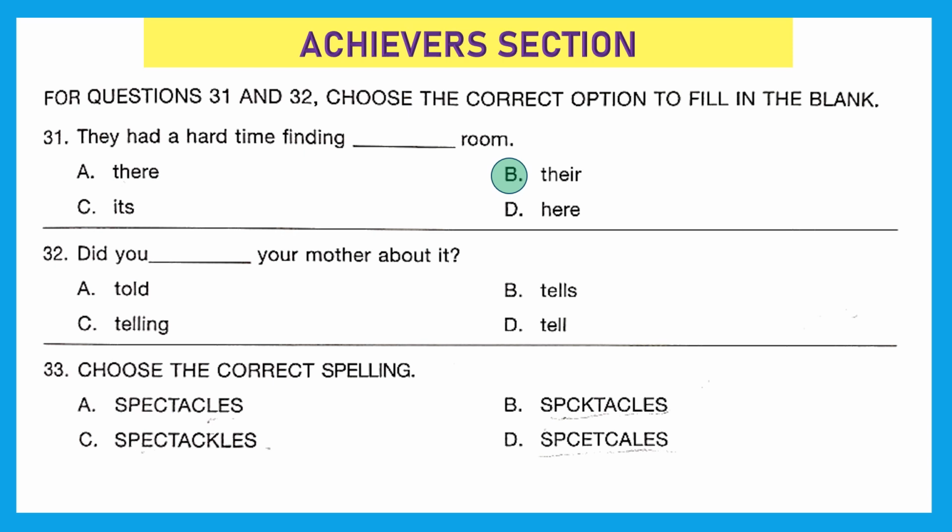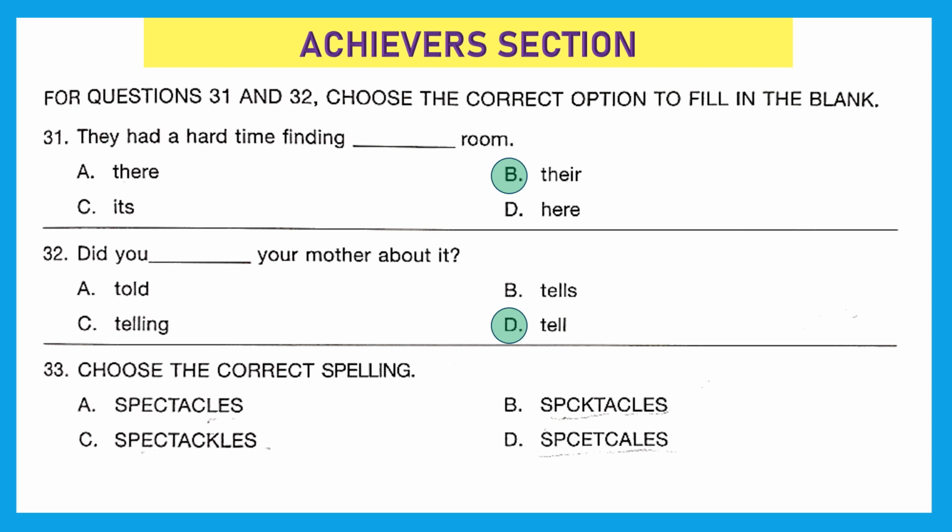Question 32. Did you dash your mother about it? Now we have already used past verb over here, that is did. So we are going to use the base form of verb over here, which is tell. Option D. Did you tell your mother about it?